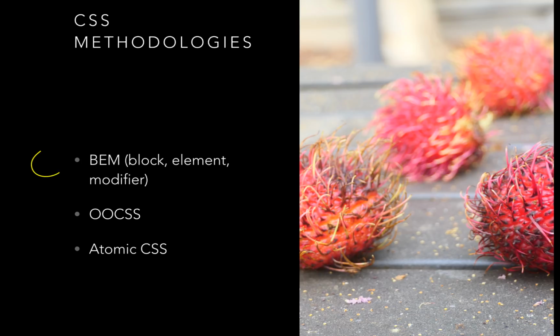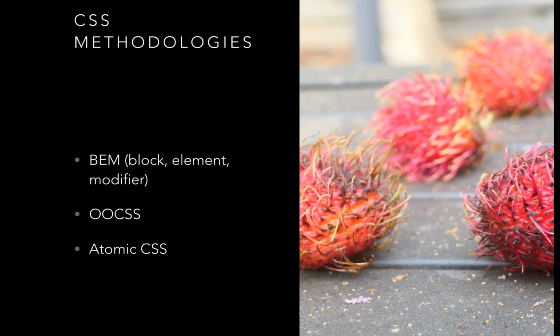There is BEM: block, element, and modifier. Now I'm not going to go too deep into them. Block, element, and modifier means the way you name your classes. If you have a block, let's say if you have a list, that's a block. Each list item would be an element. And a modifier would be, let's say, if you have a disabled or enabled state, or on hover, that would be your modifier because it changes your behavior.